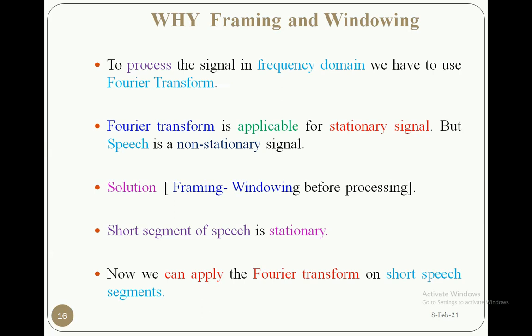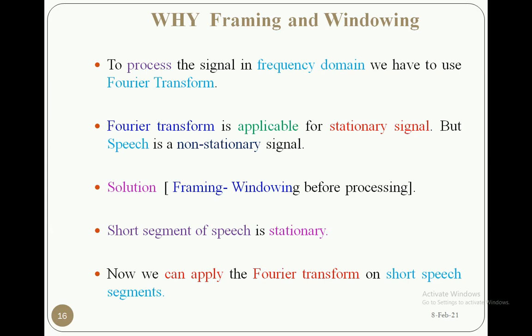So if you do framing and windowing, that short segment of speech may be considered as stationary. Now you can apply the Fourier transform on that short segment. Why? Because there are no sudden variations of the frequency, energy, mean or variance within that short duration. Here short duration means, let us consider one phoneme, one sound. So approximately 20 milliseconds to 30 milliseconds, if you consider that short segment, we can consider it as stationary, and then you can apply the Fourier transform on that.